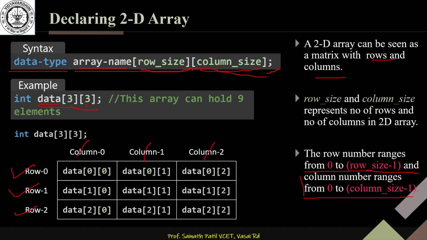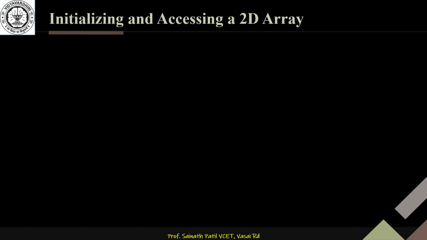If you talk about any particular element, each element in the 2D array is represented by two numbers, that is data of 0 comma 0, or data[0][0] in two square brackets, that is the 0th row and 0th column. Similarly, if you talk about this element, it is data[1][2], that is the first row and second column.